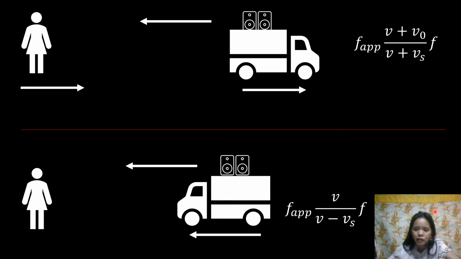So let's go to another example. Let's say that the observer's velocity is 0, and the source is moving in the direction of the observer. So the apparent frequency would be V over V minus Vs, because the keyword is: if different direction we add, and if same direction we subtract.